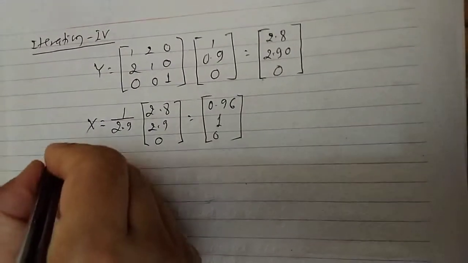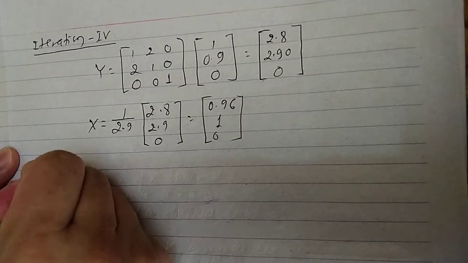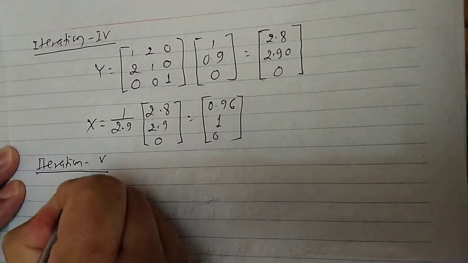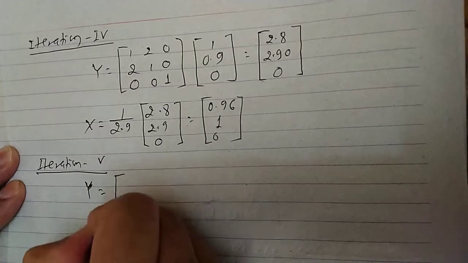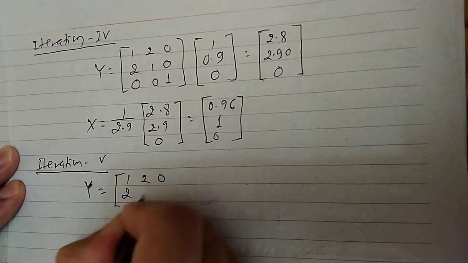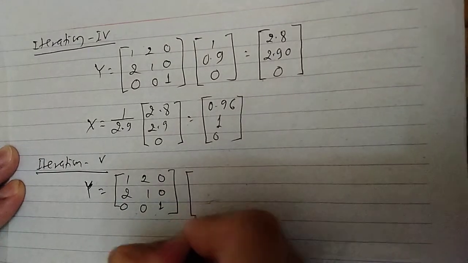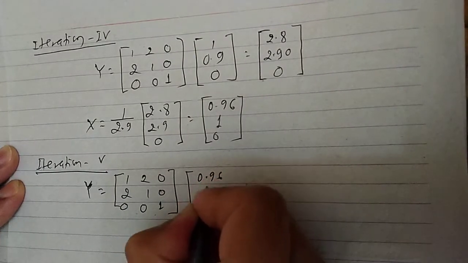So let us write down iteration number 5. So y will be equal to again A into x: [1 2 0; 2 1 0; 0 0 1] and x is [0.96, 1, 0].